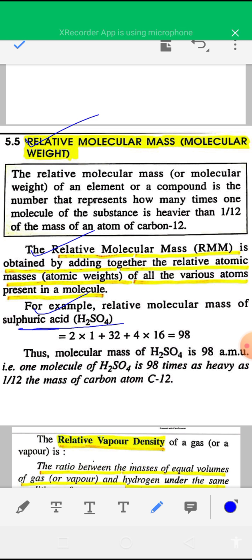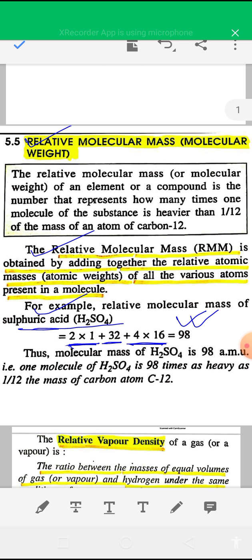Just add the atomic masses of two hydrogen atoms, one sulfur atom and 4 oxygen atoms. Two hydrogen atoms, so 2 into 1, because the atomic mass of hydrogen is 1. For one sulfur, 1 into 32. For 4 oxygen, 4 into 16. So the total molecular mass of sulfuric acid is 98. Okay, so the molecular mass of sulfuric acid is 98.